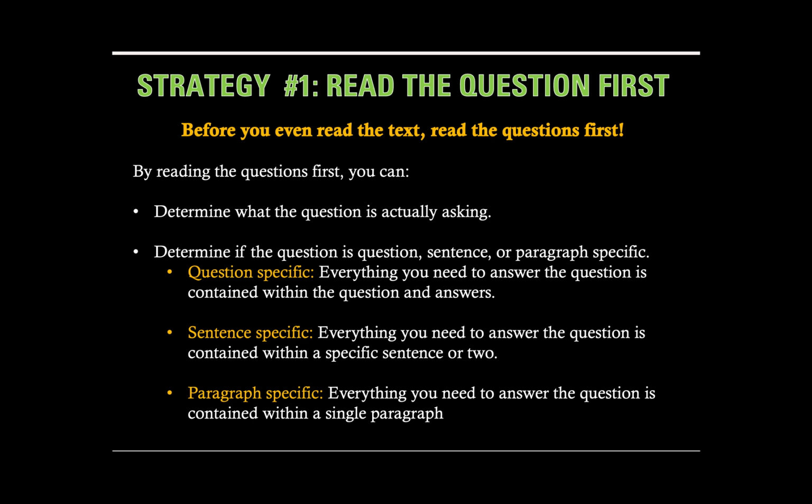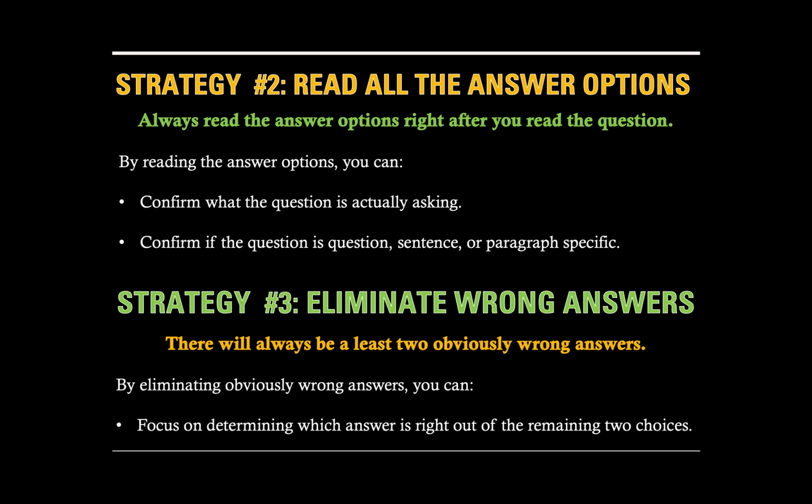And then you have paragraph specific, where everything you need to answer is contained within a single paragraph. These are less common. So normally the ones you're going to really see are question, sentence, and then whole text specific. Especially when you get to the reading section, the 3rd set of questions where you're having to compare the 2 texts, a lot of times you are going to have to read those. But I'm going to show you that even then, you may not need to read the entire text. Okay, so strategy 1, you're going to read the question first. Now remember, the first 4 strategies are the ones you're going to use the most often. So strategy number 2, after you read the question, read all the answer options.